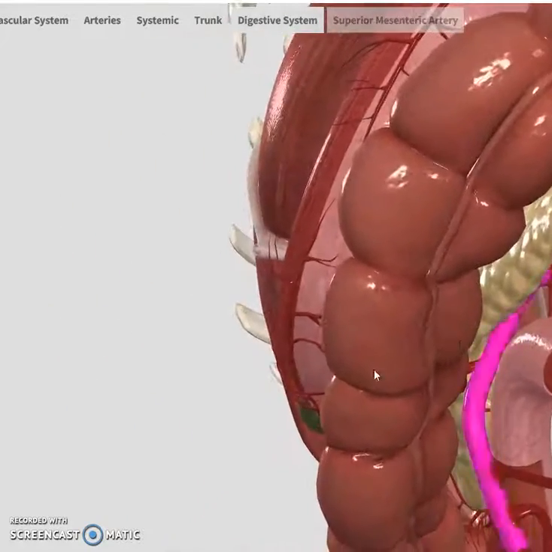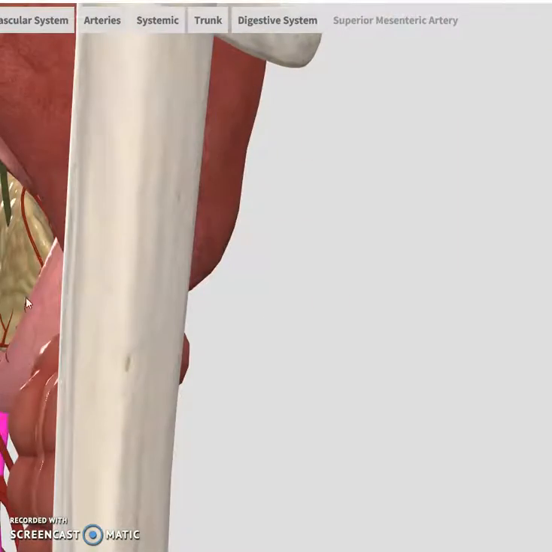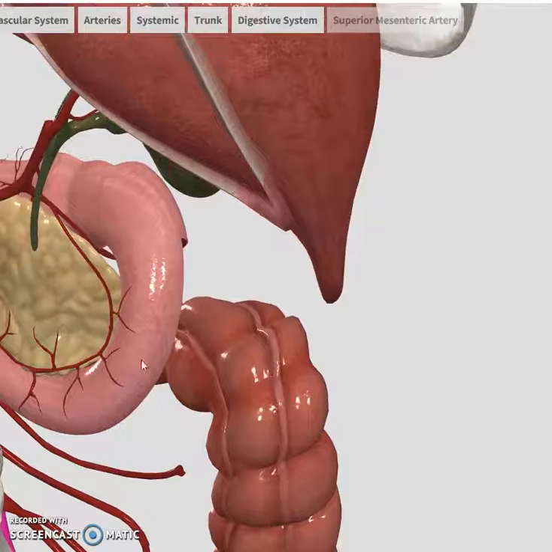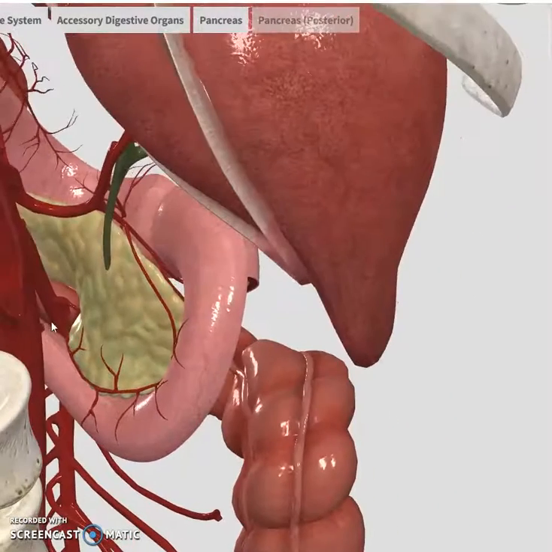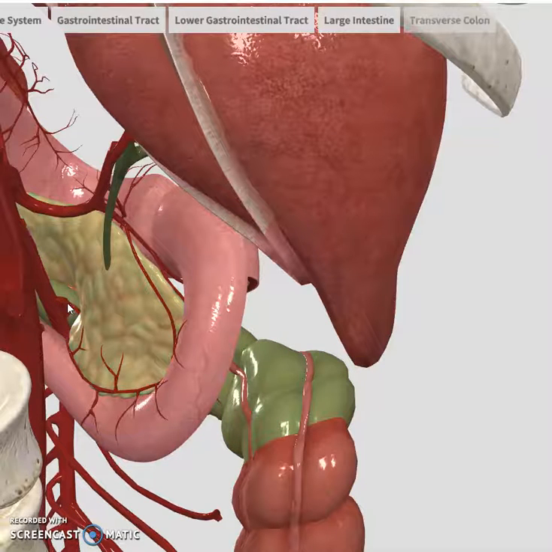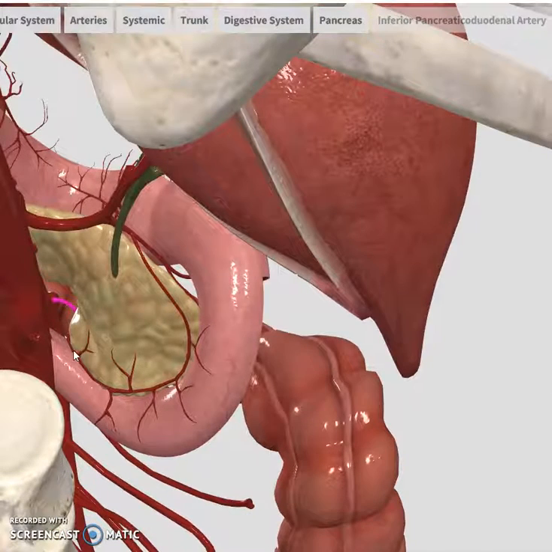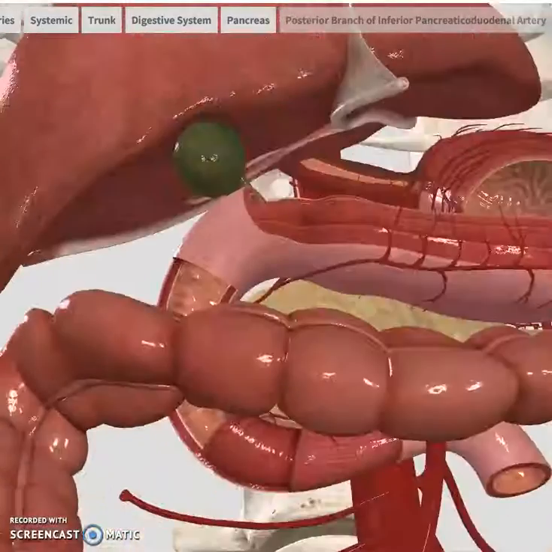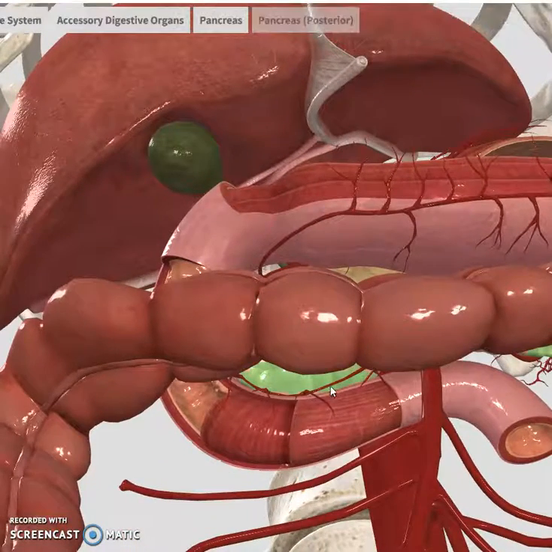So the first one that we're gonna look into is the inferior part of the pancreaticoduodenal artery. So this is the superior mesenteric artery, and this one is the inferior pancreaticoduodenal artery, which is going to be giving rise to the posterior side. This is the posterior side, and there is also another one on the anterior side. Okay, this is the anterior side.